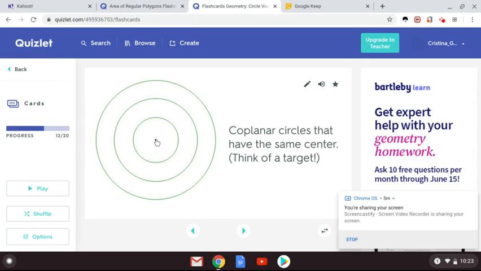They obviously don't have congruent radii, because this radius is smaller than the radius for the second circle, which is smaller than the larger circle. But they are like rings of a planet almost. You can think of it like that.